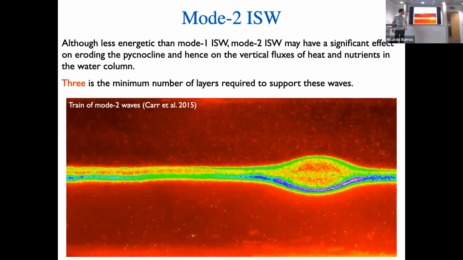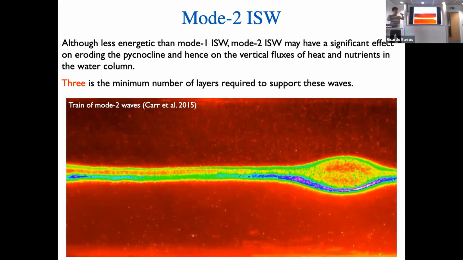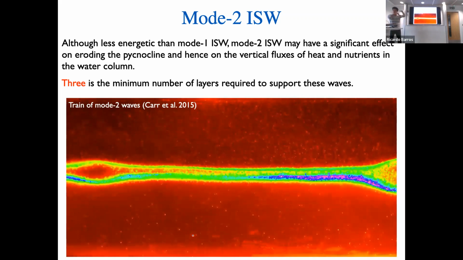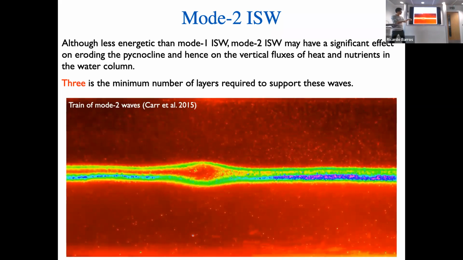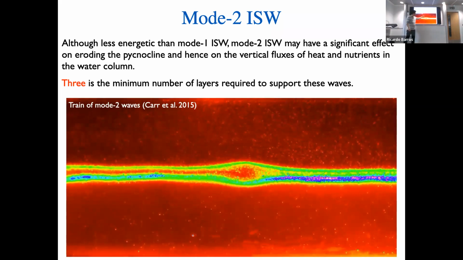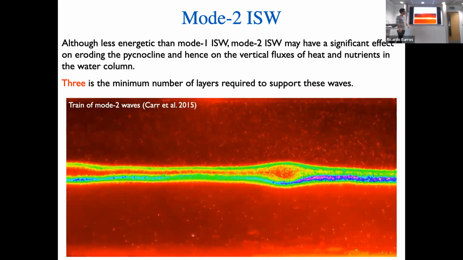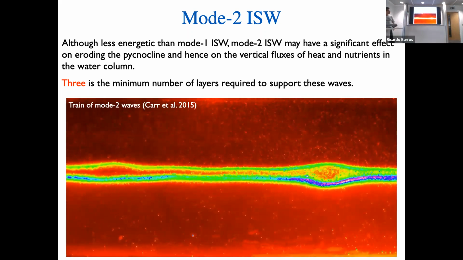So in the first baroclinic mode wave, for example, all the isopycnals have to be oriented in the same direction, pointing downwards or upwards. Here they can have, I mean, some pointing upwards and some pointing downwards, okay? So they are different features, okay?